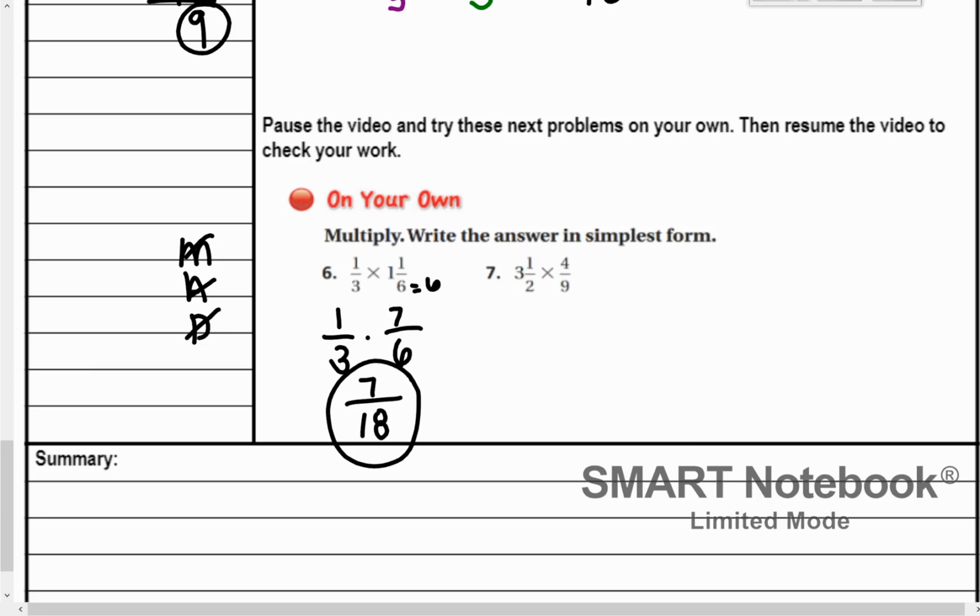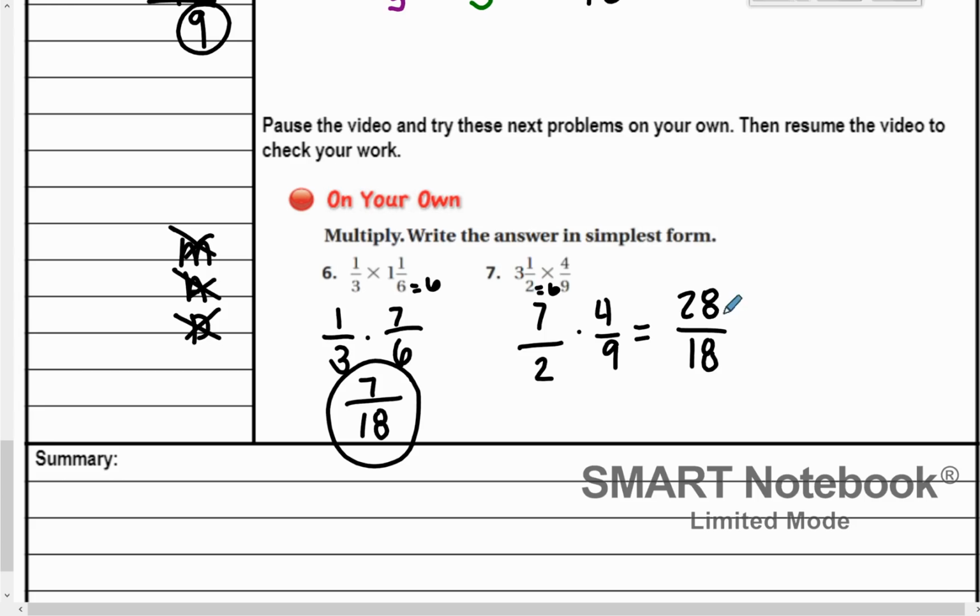All right, last one. Again, we have 4/9, which is not a mixed number, so we can just keep it 4/9. And we have to make 3 1/2 into an improper fraction. So I take 3 times 2, which is 6, that's my M. And then I add that numerator, which is 1. 6 plus 1 is 7. Last but not least, I keep my denominator the same, which is 2. When I multiply that out, I have 7 times 4 is 28. 2 times 9 is 18.